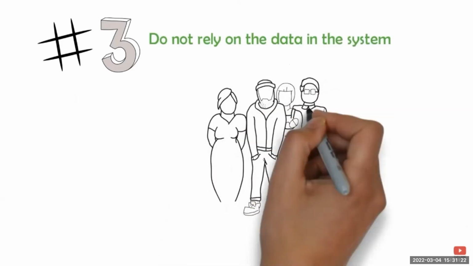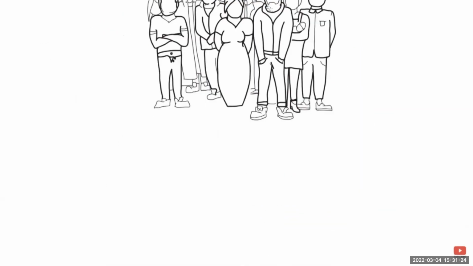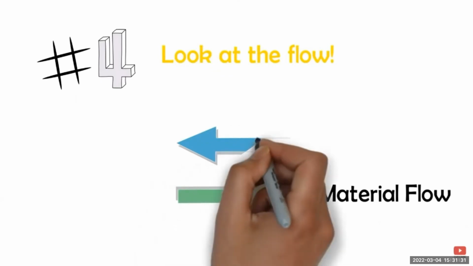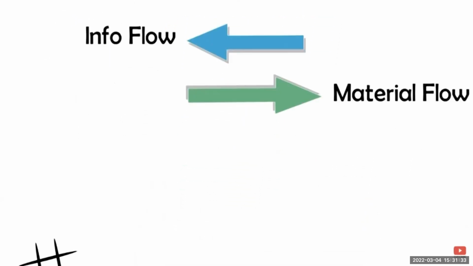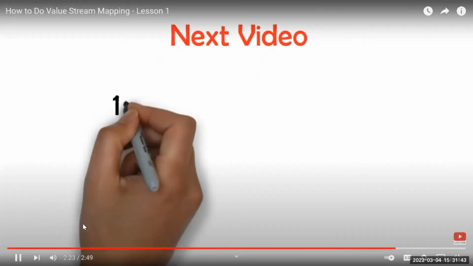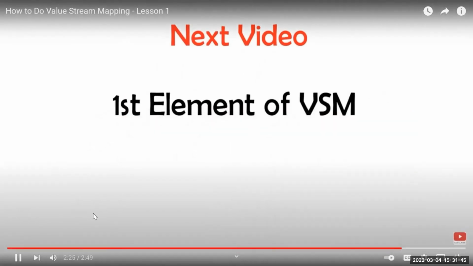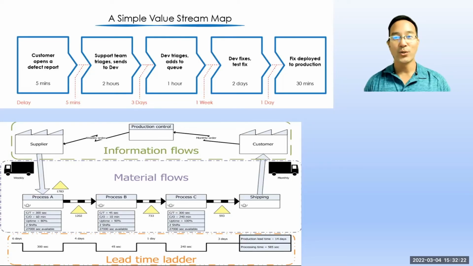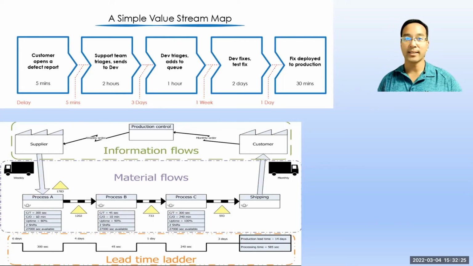3. Do not rely on the data in the system. Look for reality. Speak with people. 4. The point of value stream mapping is not the map itself, but to genuinely understand the process, looking at material and information flow. 5. Draw the current state. Do not jump to conclusions. That's everything for now. In the next video, I will describe the first element of the value stream map, the customer demand.